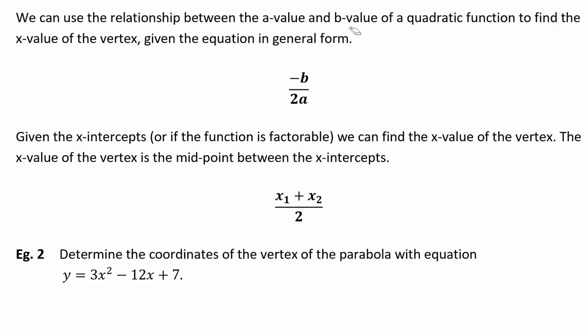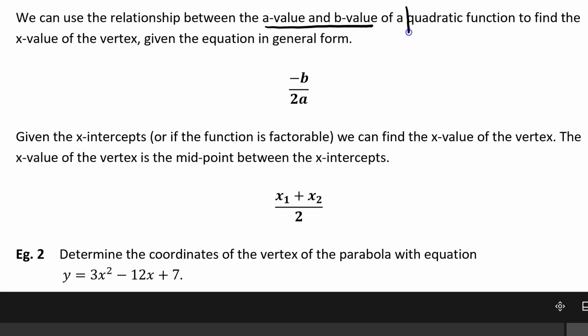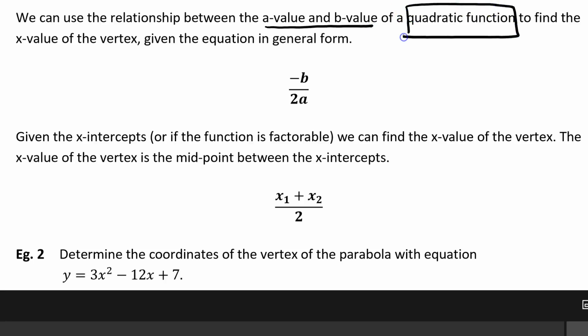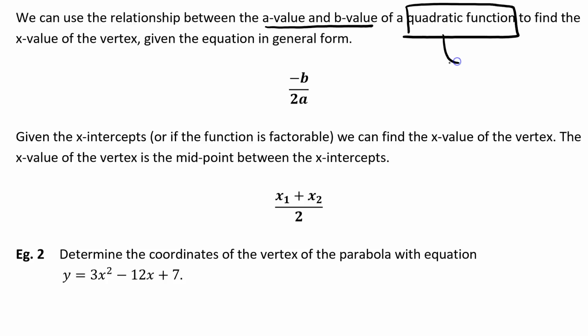We can use the relationship of the a value and the b value in a quadratic function, and I just want to put a little caveat here. This is for the general function. So the general form. To find the x value of the vertex given the equation in the general form, we have negative b over 2a. Interesting. That kind of sounds like the quadratic formula. I wonder what's going on there.